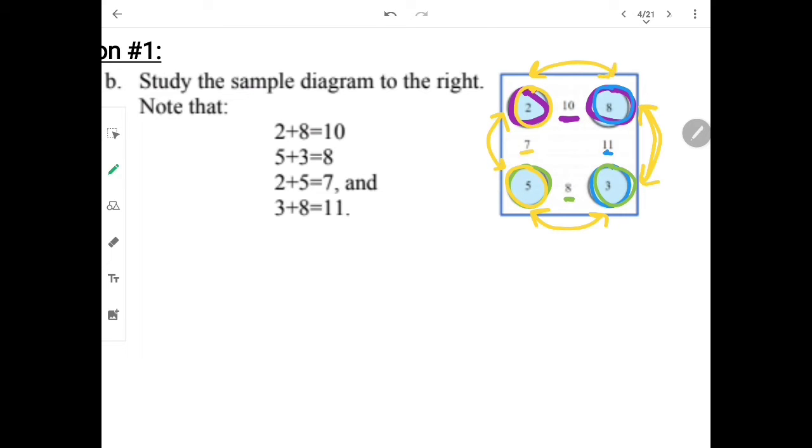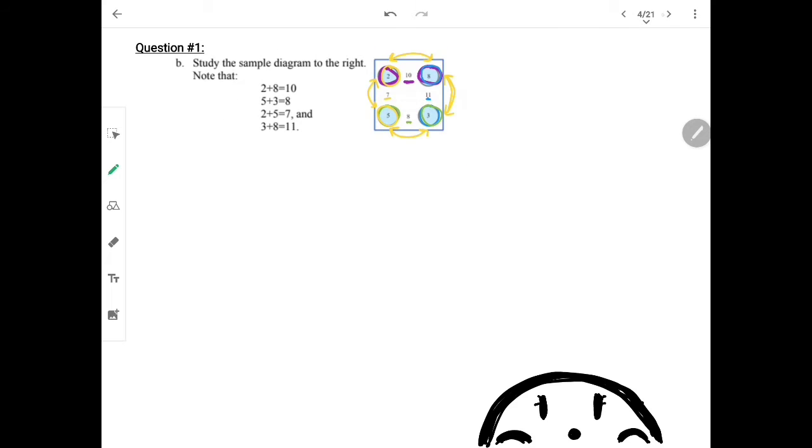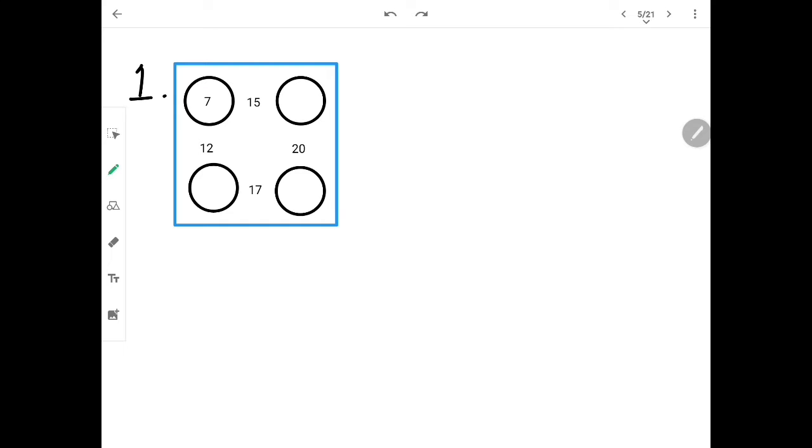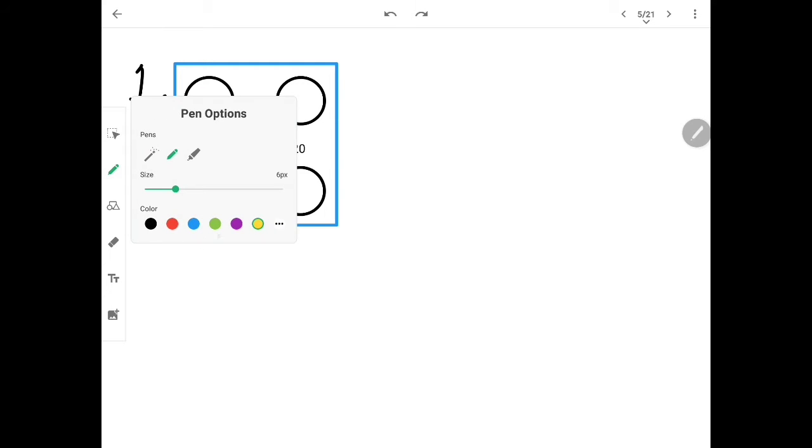Alright, now let's say we have this equation right here, and we're needing to solve for the 3 blank bubbles. Well, let me just switch out this color.